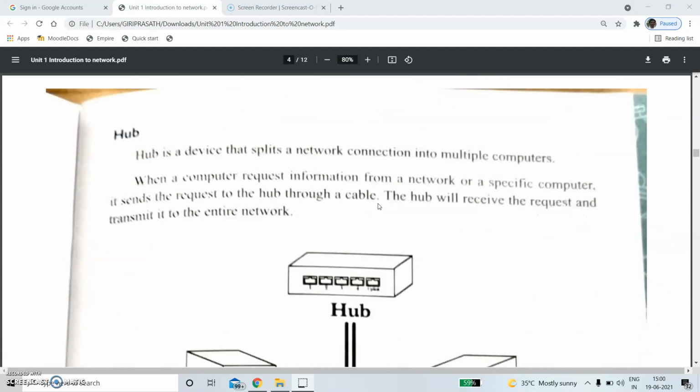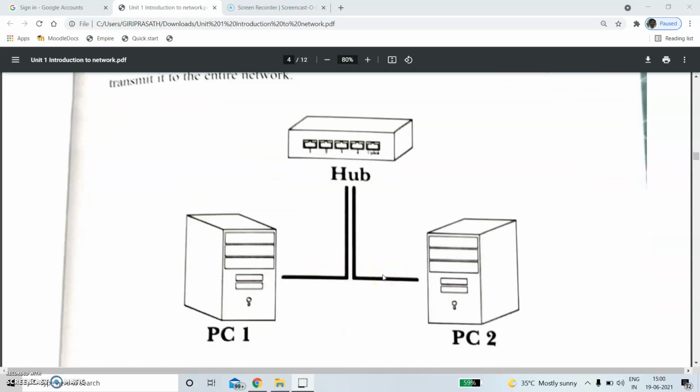Then hub. What does hub mean? It is a device which will split the network connection to multiple computers. If you are making one computer a server, and in that server network, 2 or more systems want to access the server, then how can 2 or more systems access the server? By means of the hub.